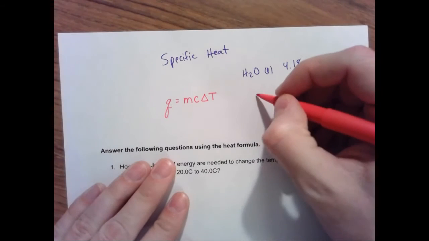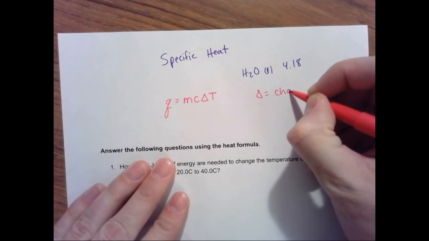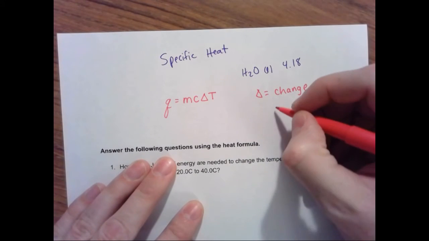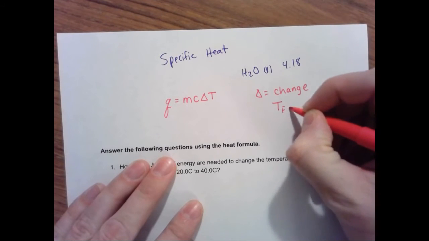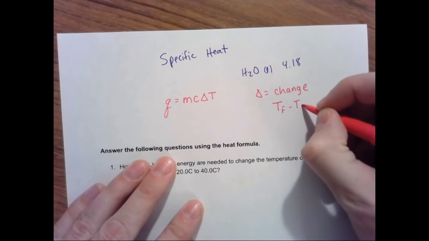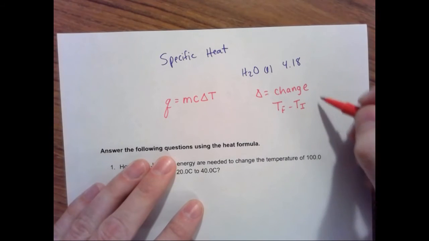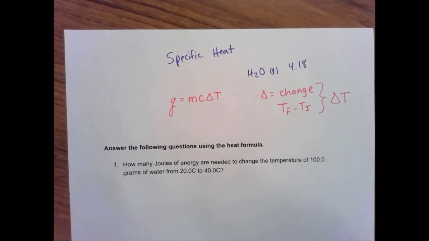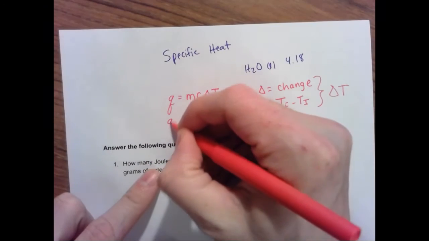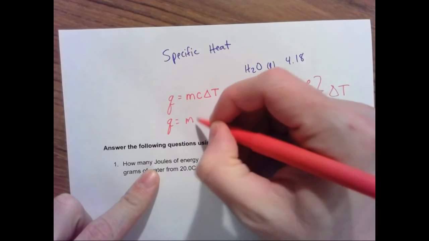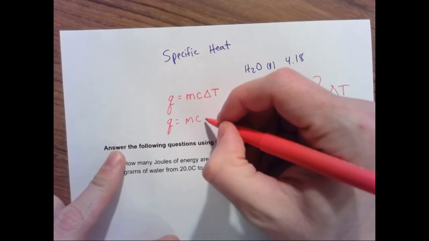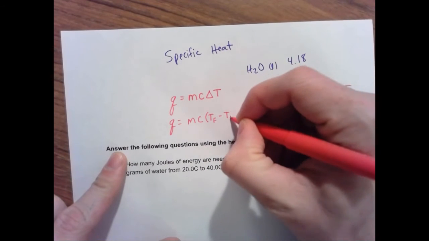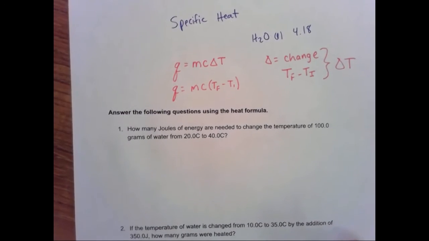Delta means change. So if you ever see a delta in physics or chemistry, it means it's going to be a change. And the temperature here is going to be the change: from the final temperature you subtract the initial temperature, and that together is what delta T is. So if I wrote all this out, it would look like this. Heat equals the mass times the heat capacity times the final temperature minus the initial temperature. So if you want to get rid of the delta T, if you find that a little confusing.